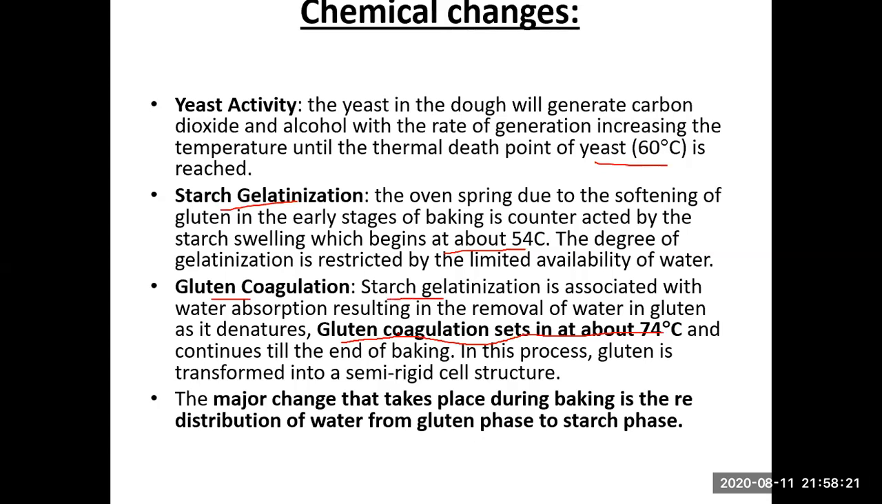How is it? The starch gelatinization is associated with water absorption, and it results when the water is removed from the gluten, and the gluten is denatured and coagulates. For that reason your bread is so spongy and soft, because if the gluten network is present there, then it will not be so soft; it will be harder. That means gluten is broken down in the baking of the oven. So those are the physical and chemical changes that happen in the baking process.